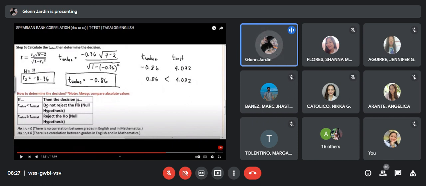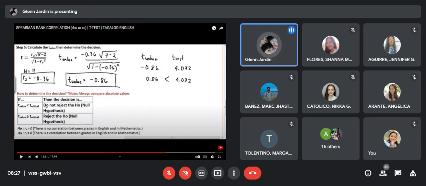Kaya dito, class, pakitandaan to. It is a general rule when you are using t-test and then comparing the t-value and t-critical. Pag ang t-value na compute nyo is mas mababa sa critical value, we mean that do not reject the null hypothesis. And otherwise, kung mas mataas yung t-value or equal or greater than sa ating critical, we will reject the null hypothesis. In this case, mas mababa yung t-value kaysa critical value. Therefore, do not reject the null hypothesis.